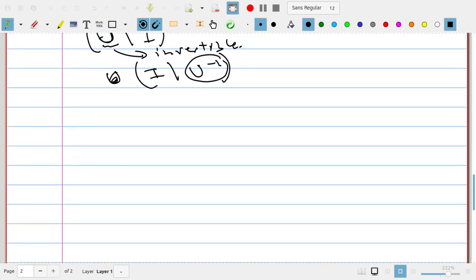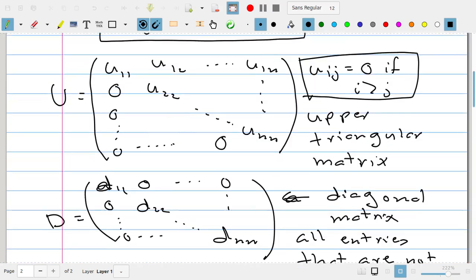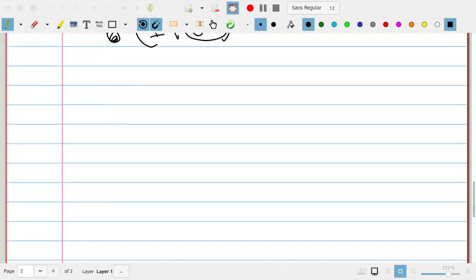Okay, so now we move on to our main topic, which is A equals LU decomposition. So we've covered upper and lower triangular matrices. Now we're going to try to factorize invertible matrices into upper and lower triangular matrices.